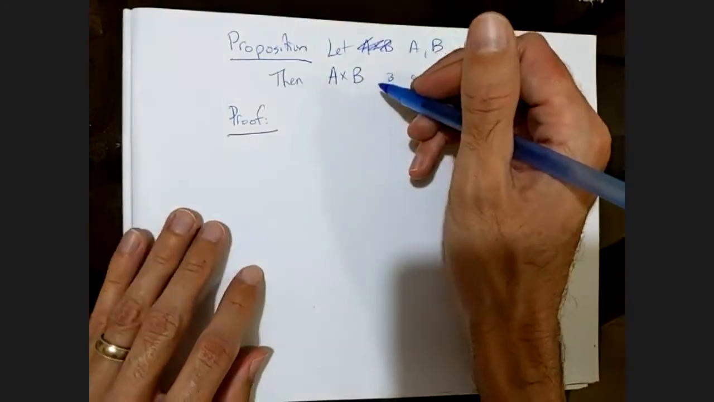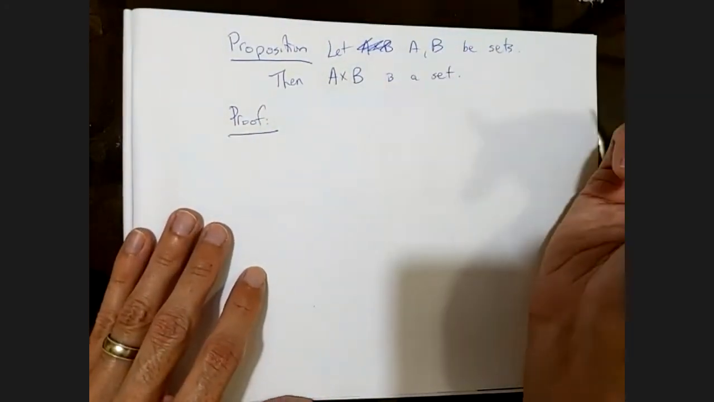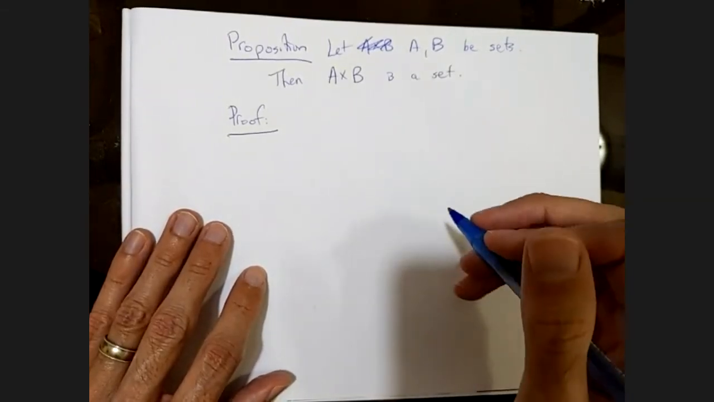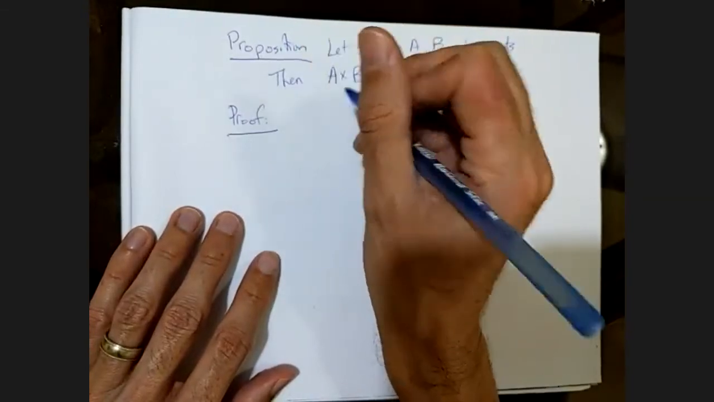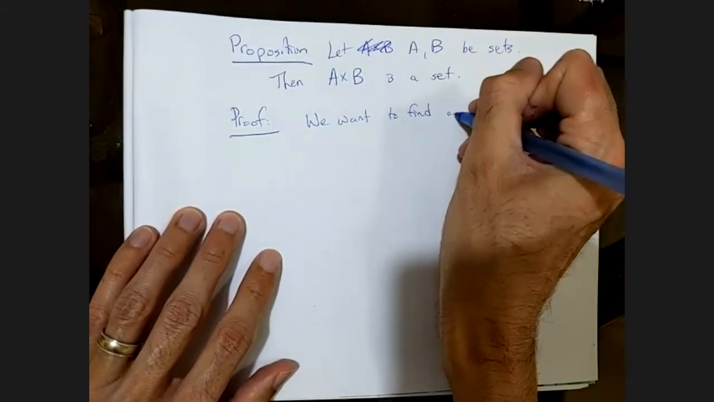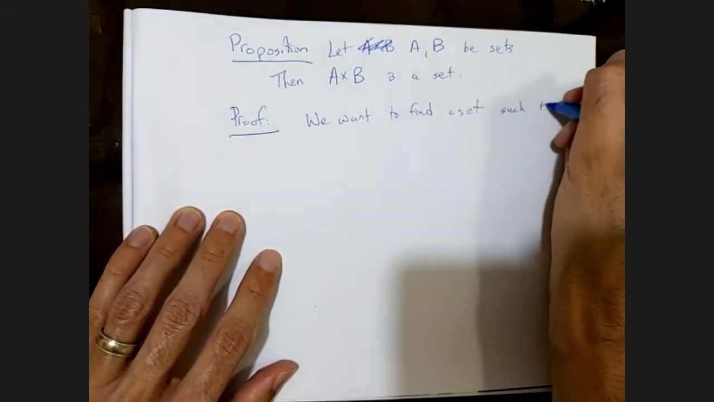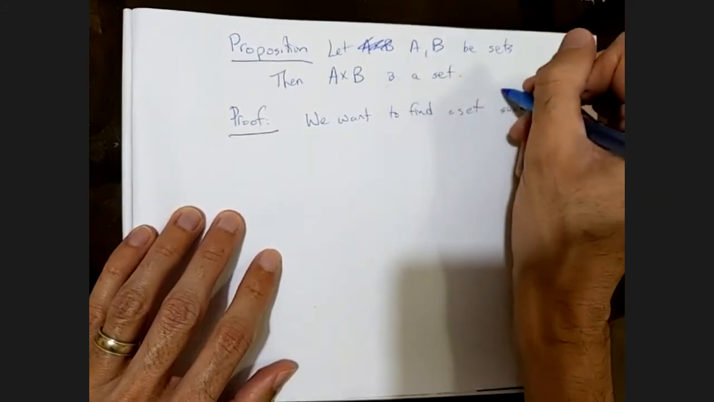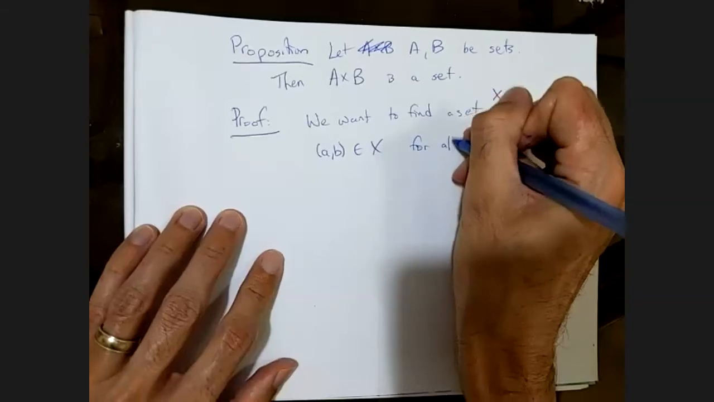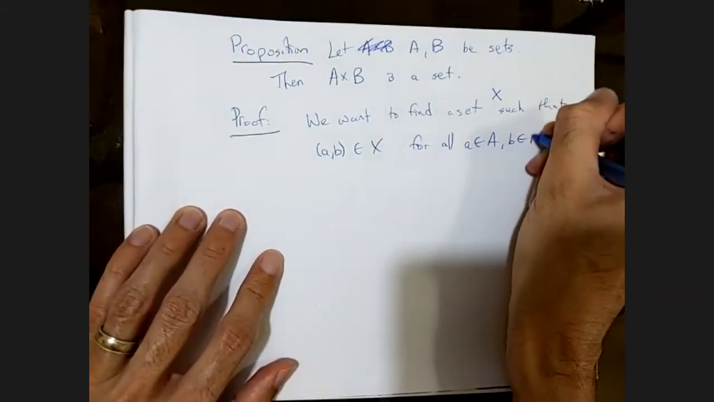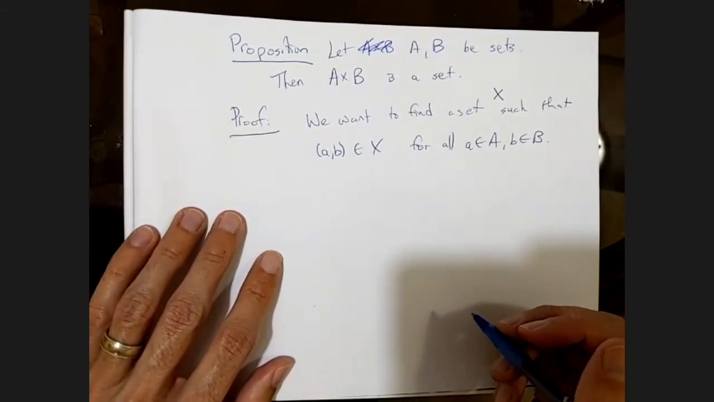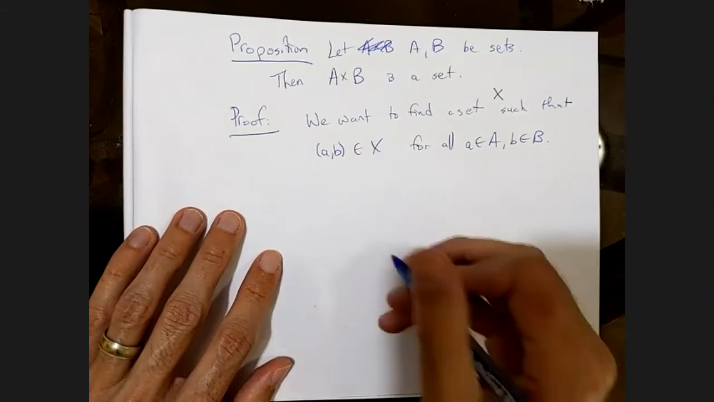So we want to construct this set from our axioms if we can. If we absolutely can't, then we would have an axiom, but let's try to do it without. So we want to find a set X such that (a, b) is in X for all a in A and b in B. This is just like a puzzle.